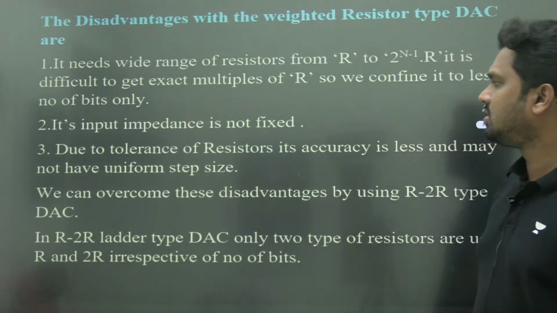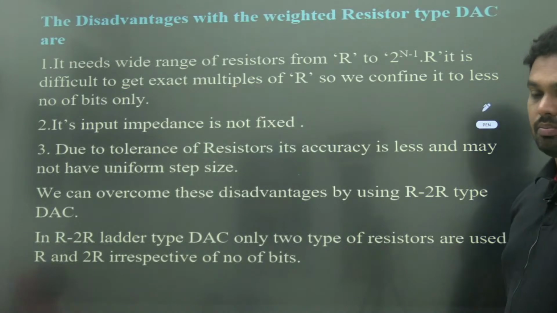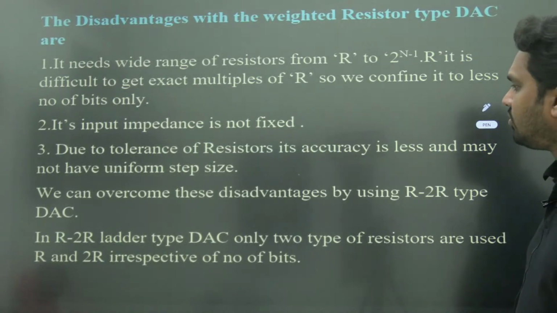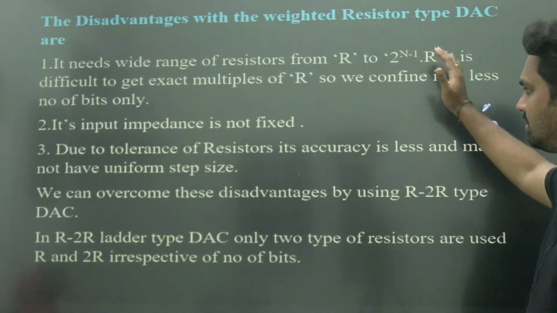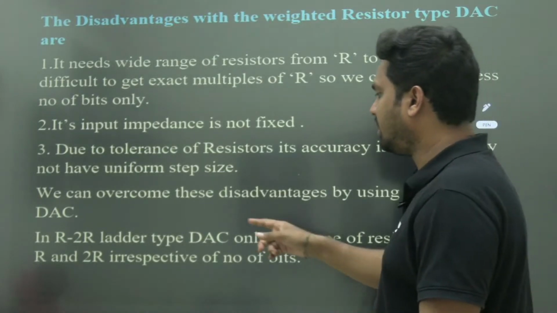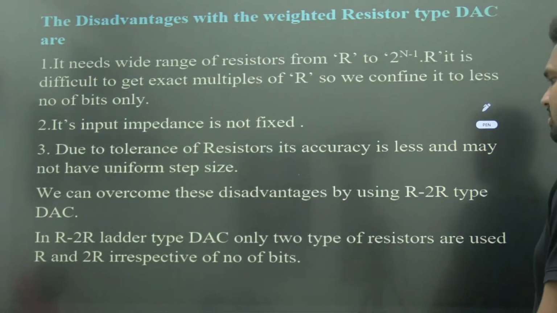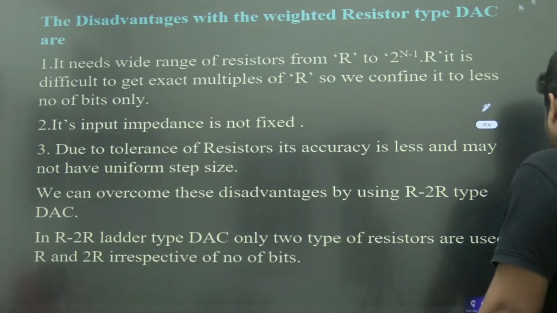Its input impedance is not fixed due to the tolerance of the resistors. Its accuracy is less and it may not have uniform step size. We can overcome all these disadvantages by using the R-2R ladder type of DAC, which we are going to discuss now. Only two types of resistors are used, R and 2R. So let's start.